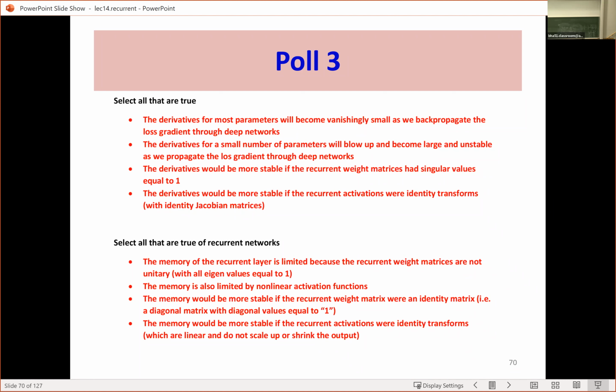So the memory is limited because the recurrent weight matrices are not unitary with eigenvalues equal to 1. It's limited by nonlinear activation functions. It would be more stable if the recurrent weight matrix was identity. It would be more stable if the Jacobian was also identity. Let's build a network with that. Okay? Everybody with me, right? Okay. We are fixing problems by eliminating the network.